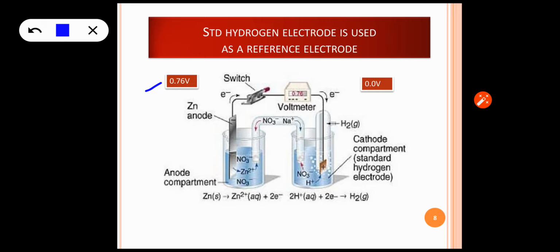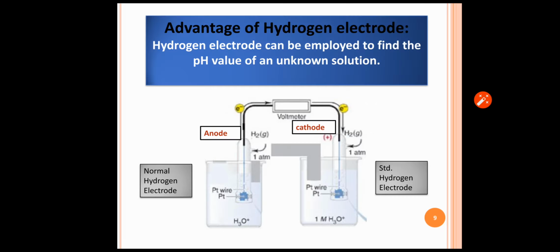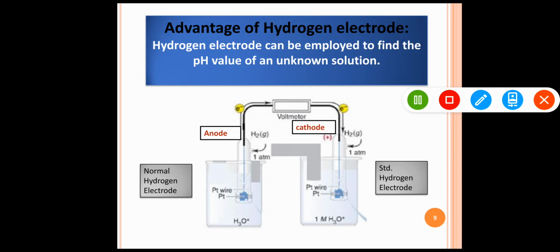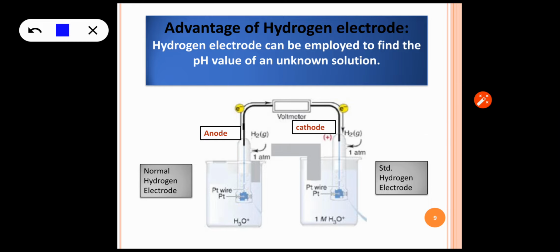Now the potential developed at the cell can be measured using the voltmeter or the potentiometer. Through this example, what we can understand is that using the standard hydrogen electrode, the potential developed at any test electrode can be measured or determined using the potentiometer or voltmeter. Now let us understand the advantage of the standard hydrogen electrode.